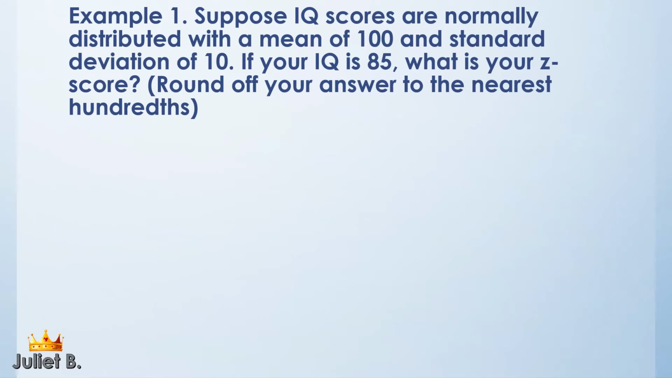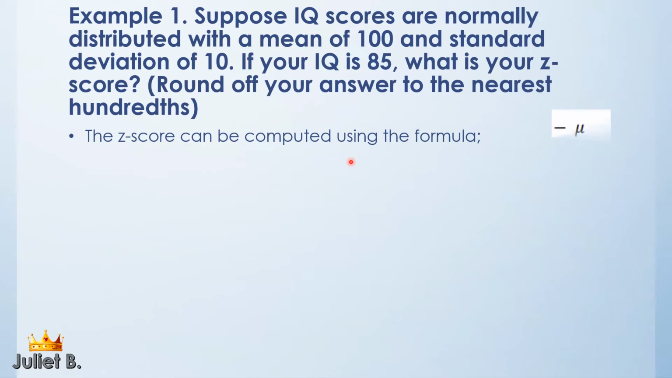Let's start with example number 1. Suppose IQ scores are normally distributed with a mean of 100 and a standard deviation of 10. If your IQ is 85, what is your z-score? Round off your answer to the nearest hundredth. The z-score can be computed using the formula z is equal to x minus mean divided by standard deviation.